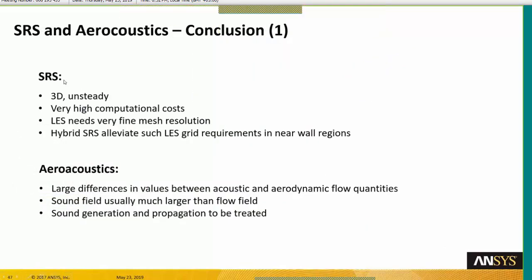Yes, to conclude, for SRS, remember, we are talking about 3D and unsteady calculation, so very high computational costs. LES is quite expensive, particularly due to the fine mesh requirements. And when you do hybrid SRS, you compensate this requirement, because near the walls usually you will do some RANS runs, and with RANS you have a coarser mesh, because the requirements are not the same for RANS compared to LES for the near wall flow.